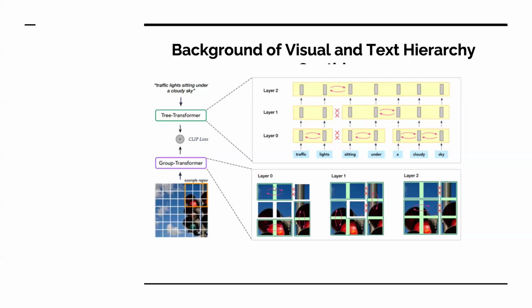Then for the images, that goes through a group transformer. And the idea is pretty similar. As you can see here, they start saying like, oh, these patches are pretty similar. It's a traffic light. This is sky. And then as it goes, the patches grow.